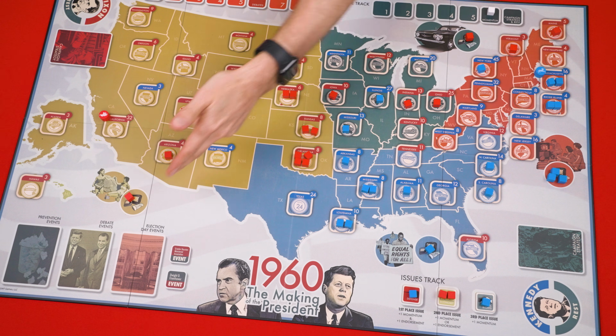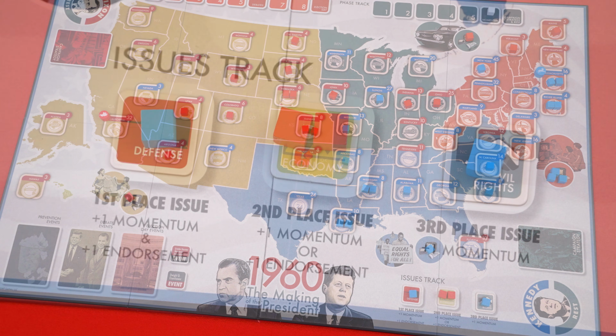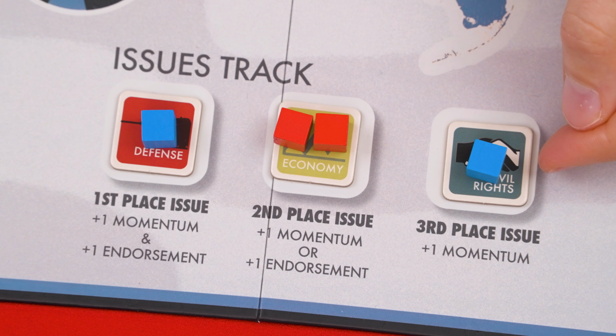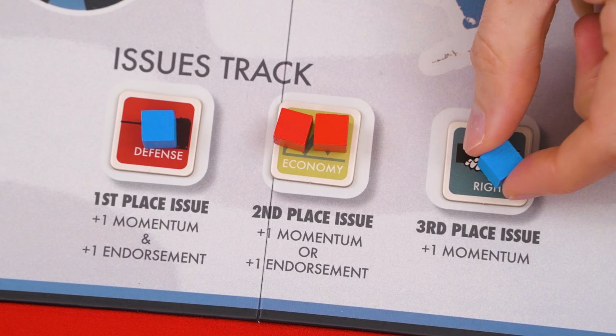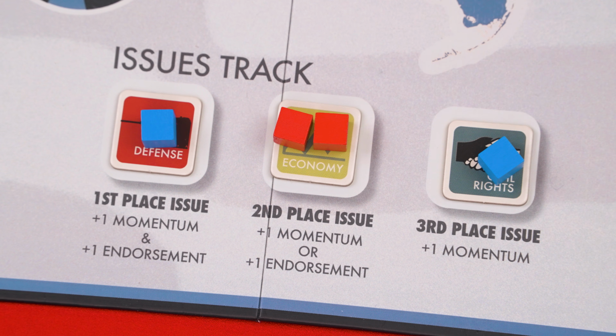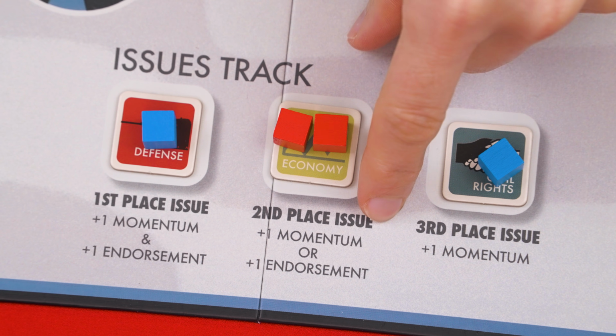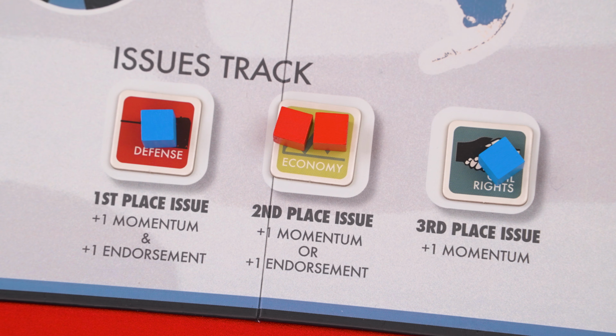If players have an equal amount of media support, then neither gets to change the position of the issues. Either way, you next look at the issue in 3rd place, and if a player has their cubes on it, no matter how many, they gain the 3rd place reward, which is 1 momentum marker. If a player has cubes on the second place, they gain one momentum marker or one endorsement card, and they must make this choice before the first place issue is resolved.